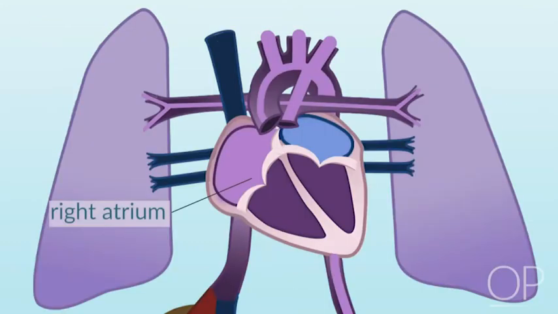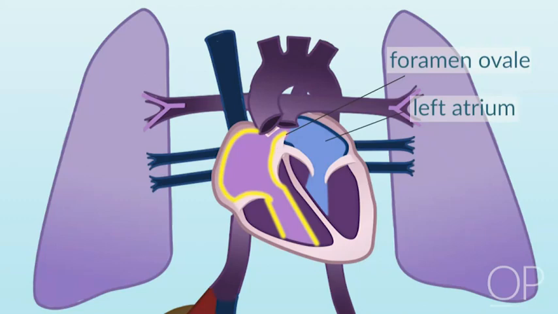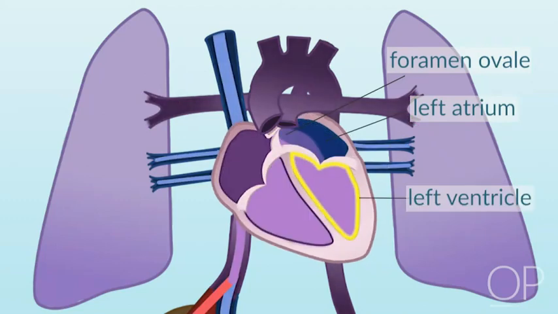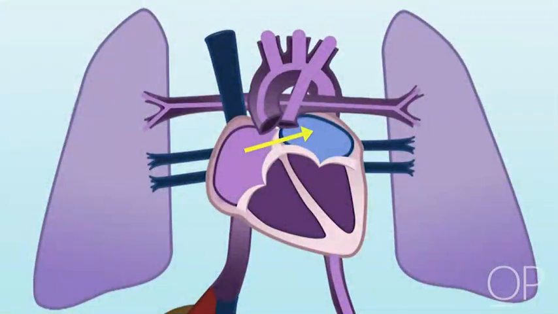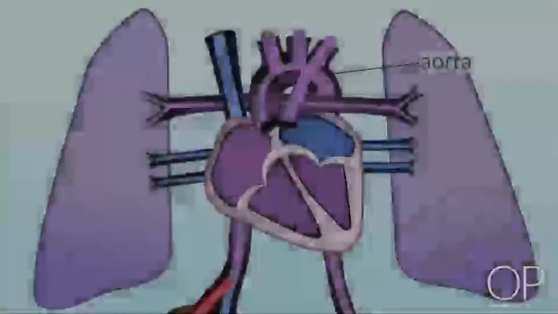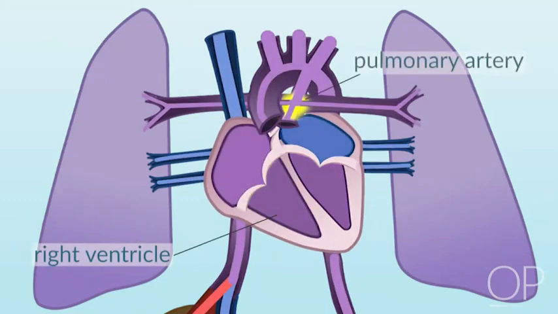Once in the right atrium, some of the blood flows to the right ventricle and some of the blood flows through the foramen ovale to the left atrium and into the left ventricle, where it is then pumped out into the aorta to the body. Point of clarification. The flow of blood from the right atrium to the left atrium via the foramen ovale enables oxygenated blood from the placenta to reach the coronary arteries and cerebral circulation, the two most metabolically active organs in the developing fetus. Blood that flows into the right ventricle is then pumped into the pulmonary artery.